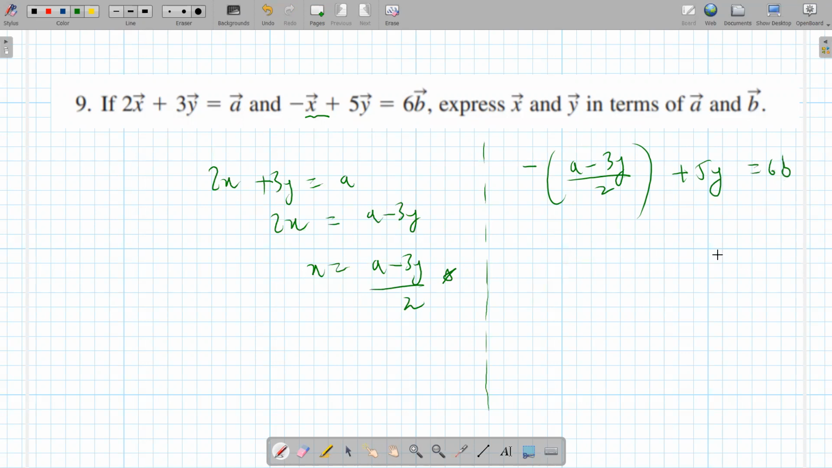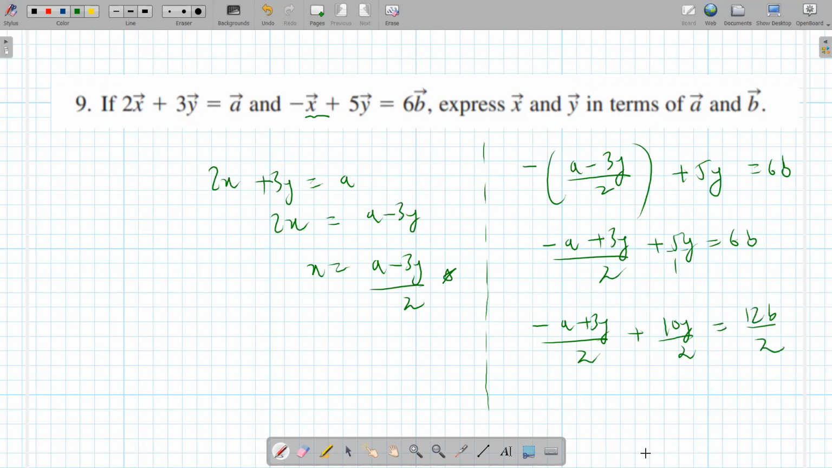And there we go. We have y kind of already. Actually, we need to open this bracket. We get minus a plus 3y over 2 plus 5y equals 6b. Let's find the common denominator here. It's going to be minus a plus 3y over 2 plus 10y over 2. I changed 5 into 10 over 2 so I can add them. Equals, and again, you can also find the common denominator there, 12b over 2.